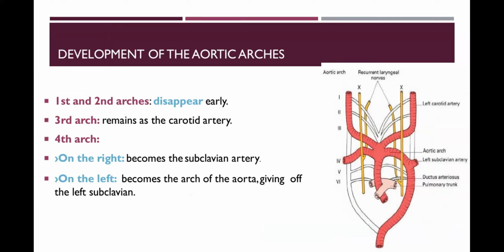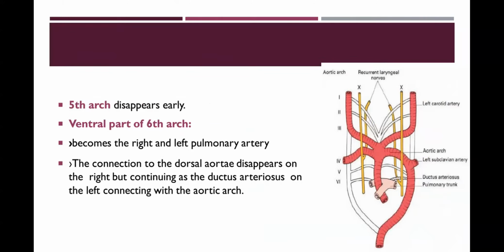The first and second aortic arches disappear early, and the third arch remains as the carotid artery. The fourth arch on the right becomes the subclavian artery, and on the left becomes the arch of the aorta, giving off the left subclavian. The fifth arch disappears early, and the ventral part of the sixth arch becomes the right and left pulmonary arteries. The connection to the dorsal aorta disappears on the right, but continues as the ductus arteriosus on the left, connecting to the aortic arch.